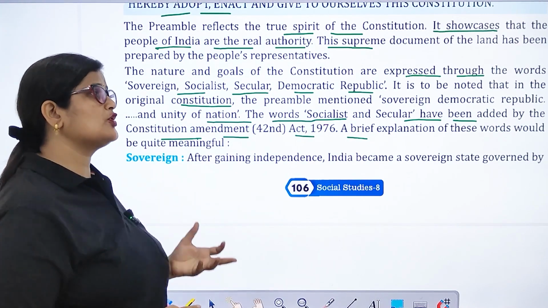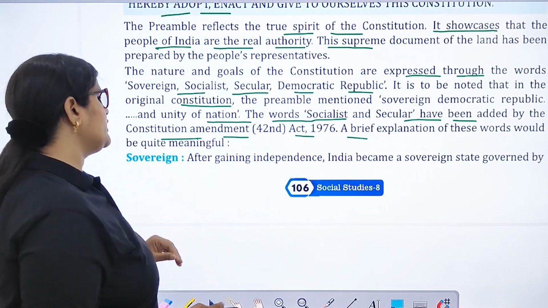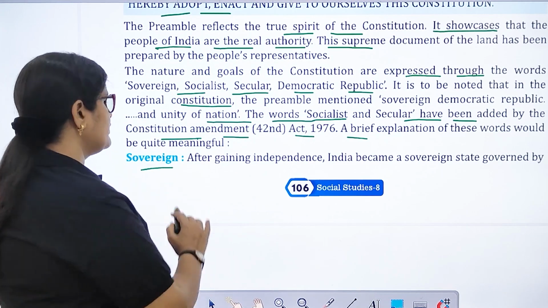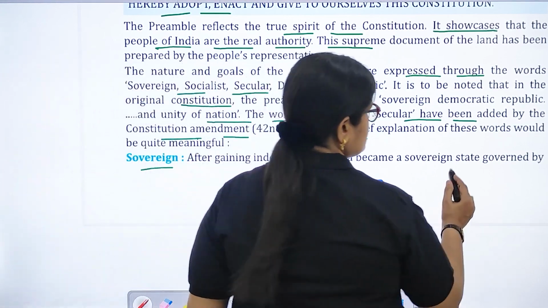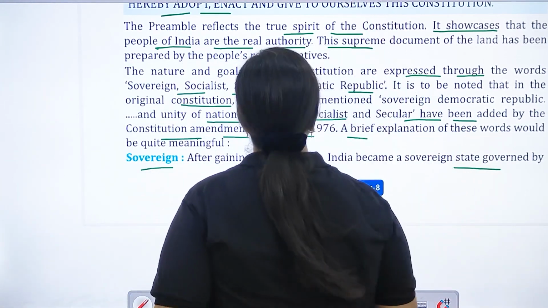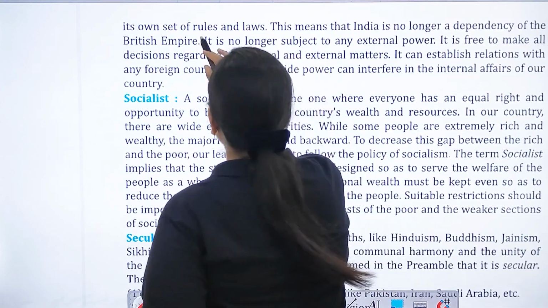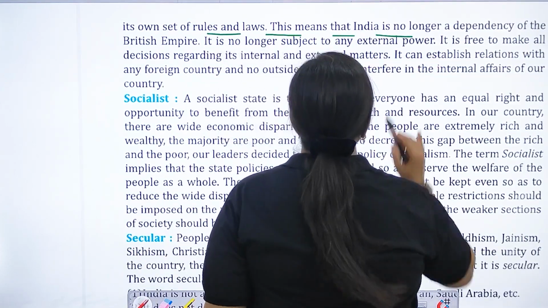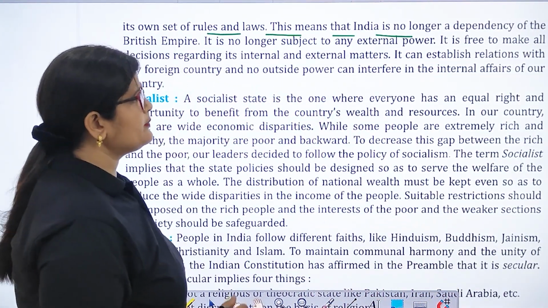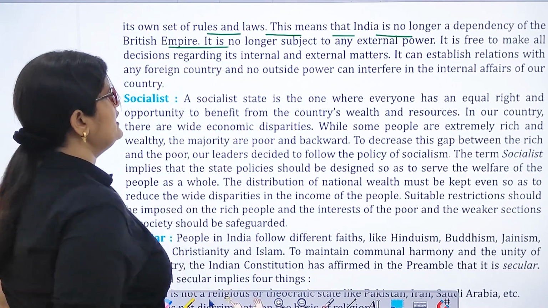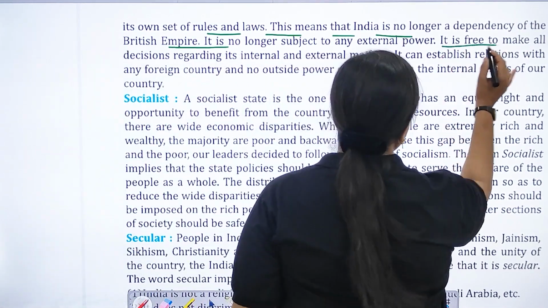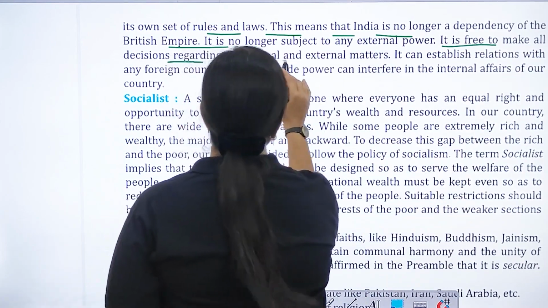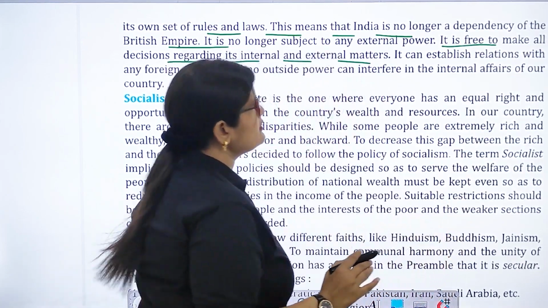A brief explanation of these words would be quite meaningful. Sovereign. After gaining independence, India became a sovereign state governed by its own set of rules and laws. This means that India is no longer a dependency of the British Empire. It is no longer subject to any external power. It is free to make all decisions regarding its internal and external matters.